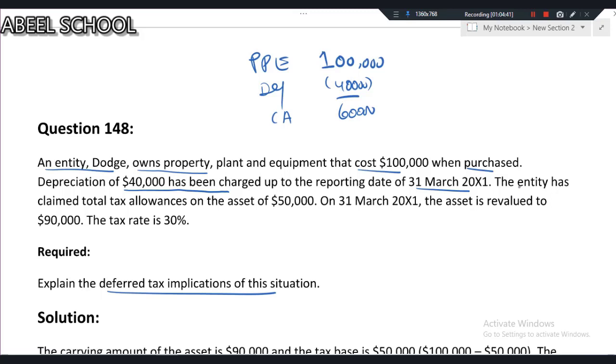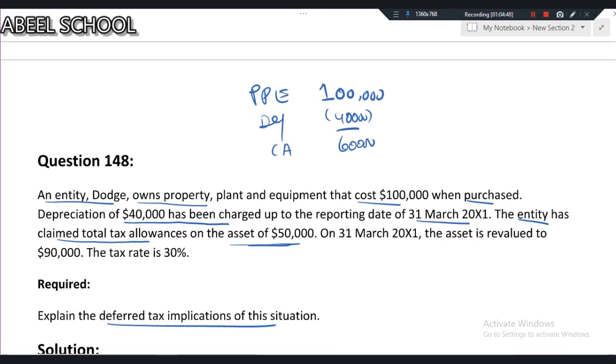The entity claimed a total tax allowance on the asset of 50,000. Tax allowance means tax depreciation. Cost 1 lakh, tax depreciation is 50. So the tax written down value is 50,000. Tax written down value 50 means 50 is the tax base. On 31st March X1, the asset is revalued to 90,000. From 60, you have revalued to 90.